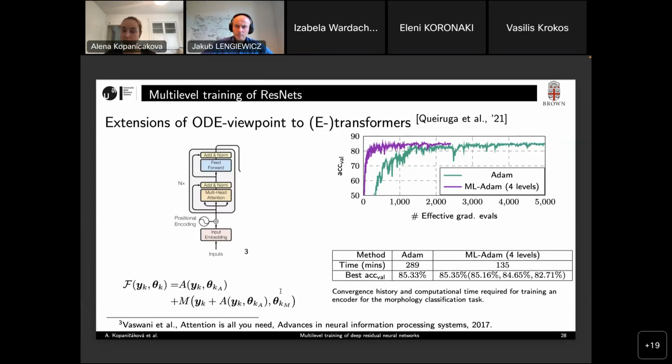multi-level methods. Here is just a simple example on a morphology classification task where we compare Adam with a multi-level variant of the Adam method. Here, our multi-level variant is fairly simple. We just use the multi-level hierarchy to adaptively initialize weights in our network. But you can see that even employing this very simple strategy, we managed to obtain the same validation accuracy, but at decreased computational cost. In particular, time decreases by a factor of 2.